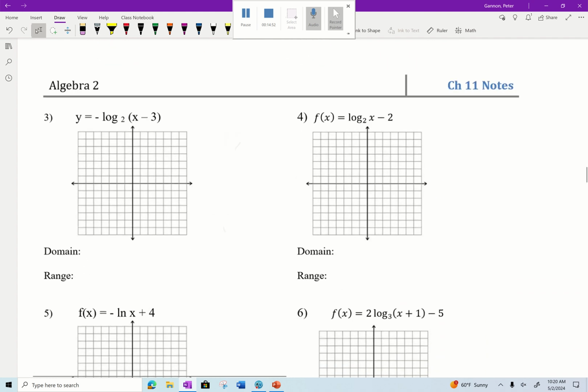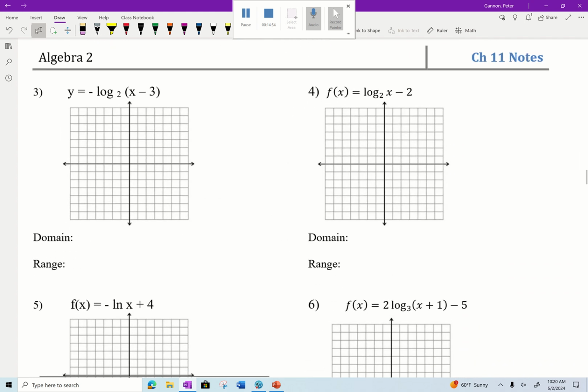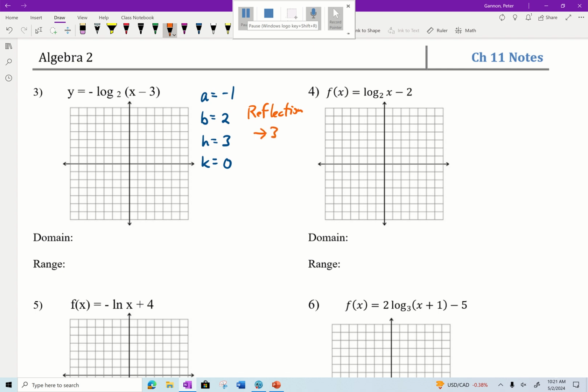All right, next one. All right, number 3, same thing, pause the video, try it on your own first. So we find A, B, H, and K. The base is 2, A is -1, H is 3, K is 0. So now, when you talk about transformations, we have an A value that's not 1. So if it's a negative, there's a reflection. All right, and then we have an H value of 3, which means right 3.